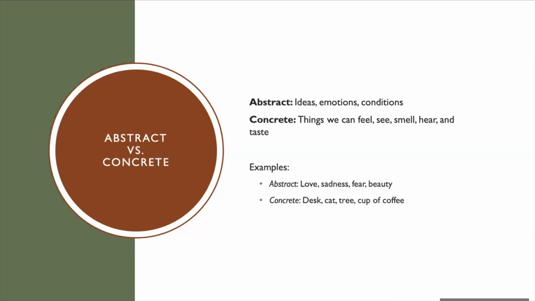So here are some examples. Words can be love, sadness, fear, right? You can't put in a box sadness for me, or love, or beauty, or fear. But you could put concrete words in a box. You could put a desk, a cat, a tree, or a wonderful cup of coffee in a box.